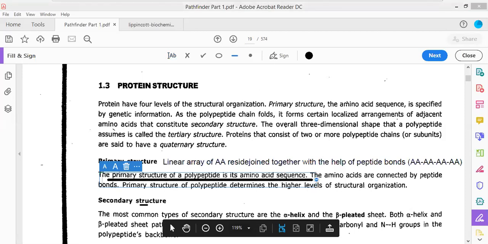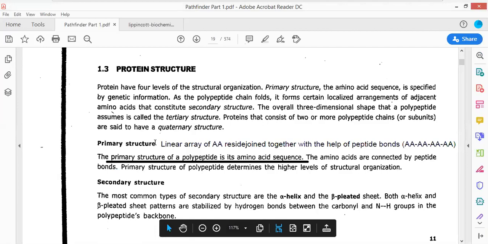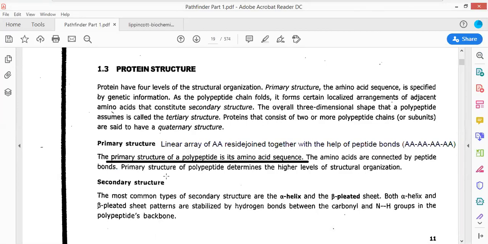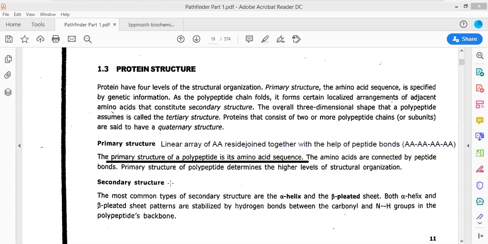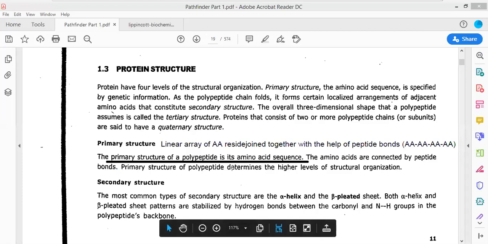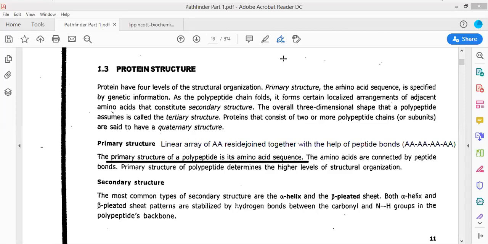Now, what we have to study is the secondary structure. In the primary structure, the predominant bond is the peptide bond. The polypeptide present in the protein is going to fold over itself, and when the polypeptide folds over itself, it forms a structure that is referred to as the secondary structure of protein.